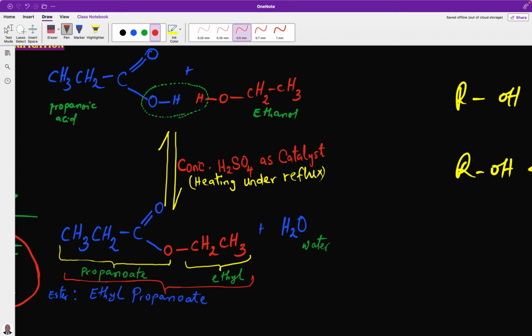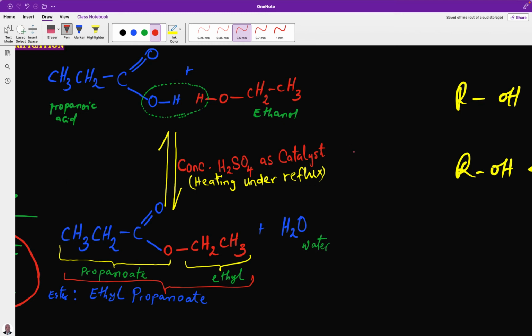The condition here is propanoic acid and ethanol, when mixed together and heated under reflux. With what? With concentrated sulfuric acid. The concentrated sulfuric acid is acting as a catalyst.